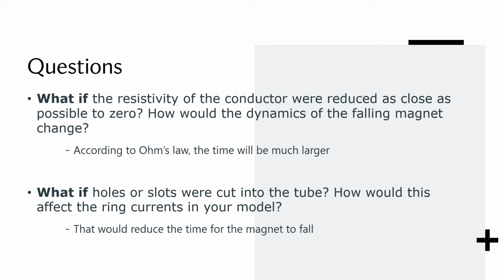And finally, what if the resistivity of the conductor reduces as we get close to zero? According to Ohm's law, the time will be much larger because the current or the EMF will be much larger. And what if holes and slots were cut into the tube? How would that affect the ring currents in the model? That would reduce the time for the magnet to fall, because the rings that we use in the computational method would be decreased, and so the current will be higher. I mean lower, so the time would be decreased or reduced.